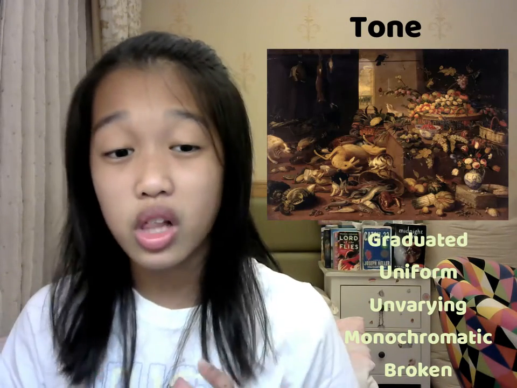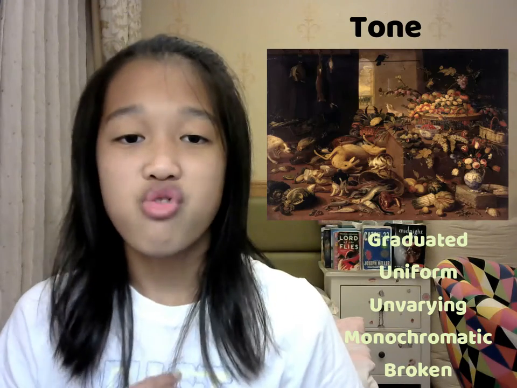Alright, our next element is tone. Look at this painting. What is the tone of this painting? When I say tone, tone means how the artist received and drew down this painting. So the tone might be graduated. In this painting, like from brown, kind of blackish kind of colors, and the tone is graduated. It's kind of smooth. It is uniform. Uniform is like it's tidy.